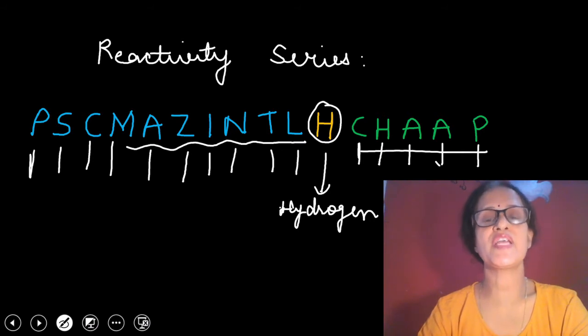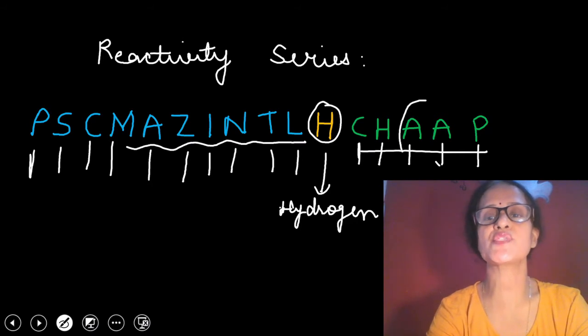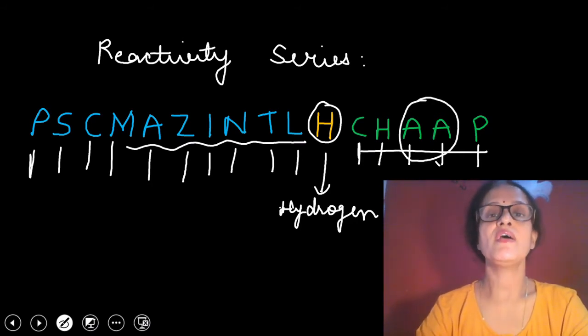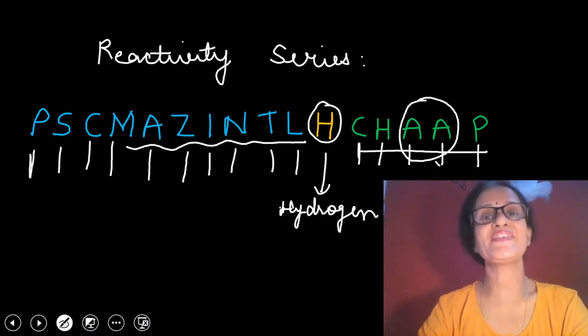So this is a very simple way to learn the whole reactivity series. And you can see here, out of these two A's, the first A represents silver and the second A represents gold. It means silver is more reactive than gold. Then another interesting point I am going to discuss with you.